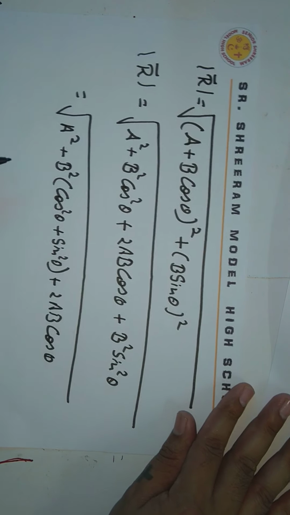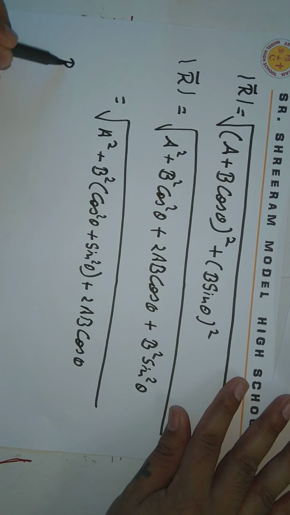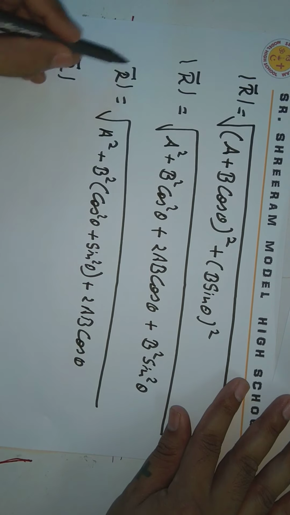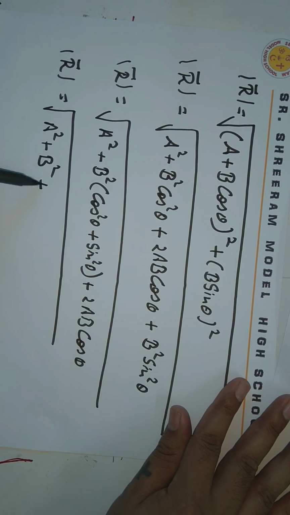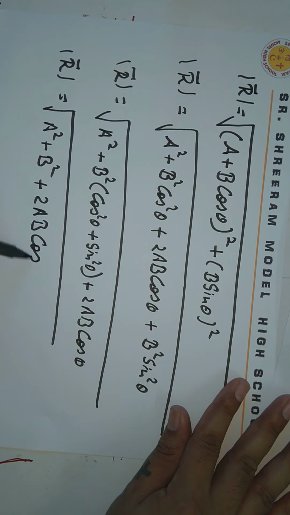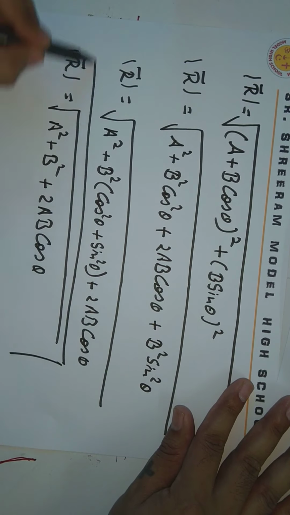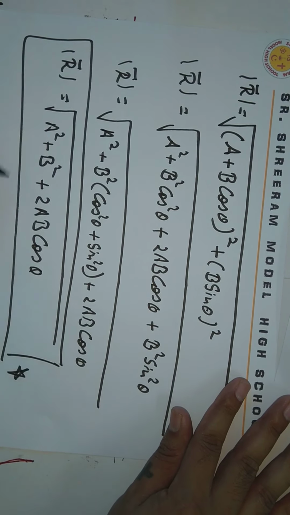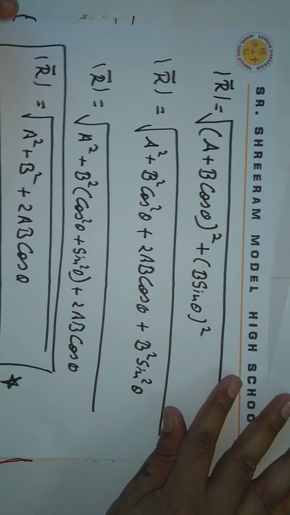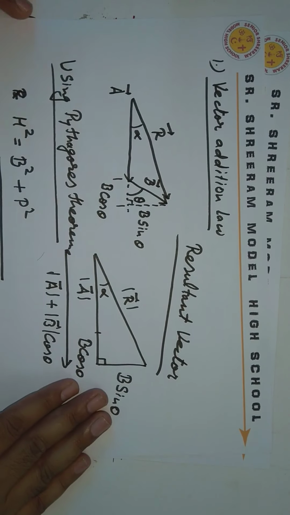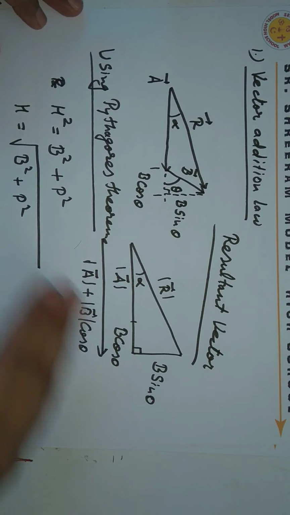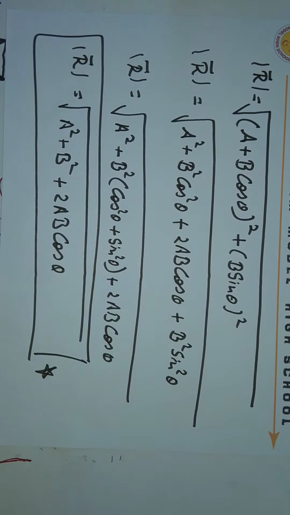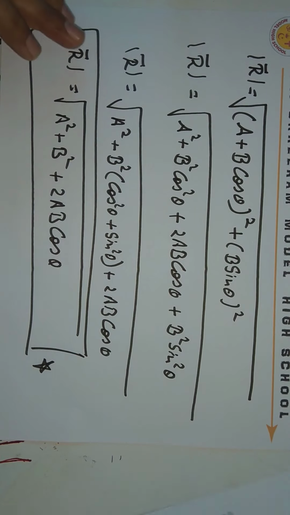We know sin square theta plus cos square theta is 1. Therefore, the magnitude of the resultant vector becomes under root A square plus B square plus 2AB cos theta. This is our final result, which is very important. It was not so difficult, you got it. First we just used some geometry, then we concluded that we need to solve it, then we solved the whole maths.